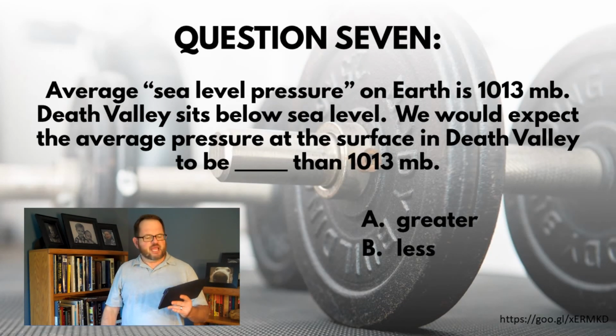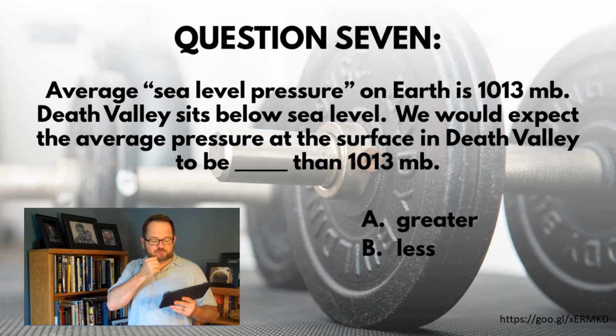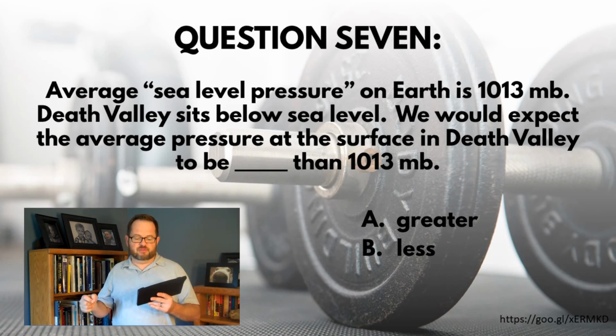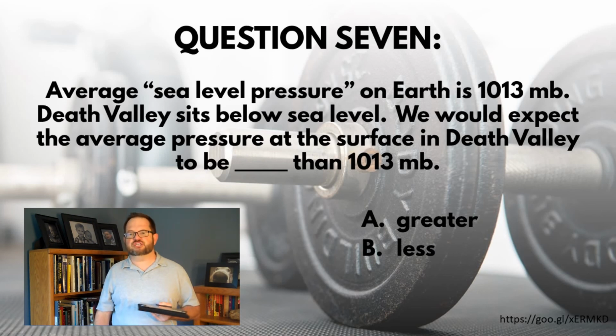Question 7. The average sea level pressure on Earth is 1,013 millibars. Now, Death Valley in California is the lowest point in North America. It actually sits considerably below sea level, a few dozen feet below sea level. We would expect then that the average pressure at the surface in Death Valley would be A, greater, or B, less than the 1,013 millibars.